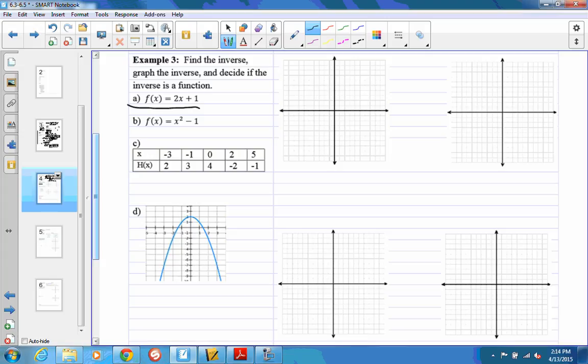So let's show it. The inverse of 2x plus 1. So switch x and y. X equals 2y plus 1. X minus 1 equals 2y. So the inverse of x equals x over 2 minus 1/2. So I'll do 1/2 x, minus 1/2.